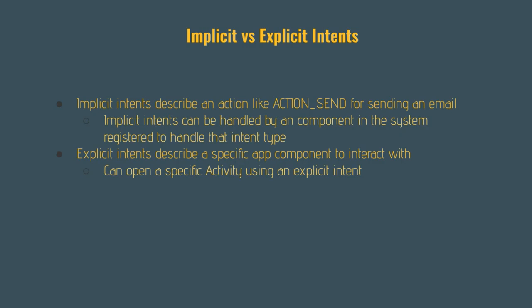Implicit intents describe an action, like action send for sending an email. They basically tell the system what you want to do, but then the operating system is free to choose what component to use to handle that. So that's why sometimes if you want to, let's say, send an email and you have multiple email clients on your phone, you might get an option to choose between multiple clients to make that email. Similarly, if you want to send a text message, you might get multiple options like Facebook Messenger, WhatsApp, Google Messages, all of which know how to send and receive a text message.